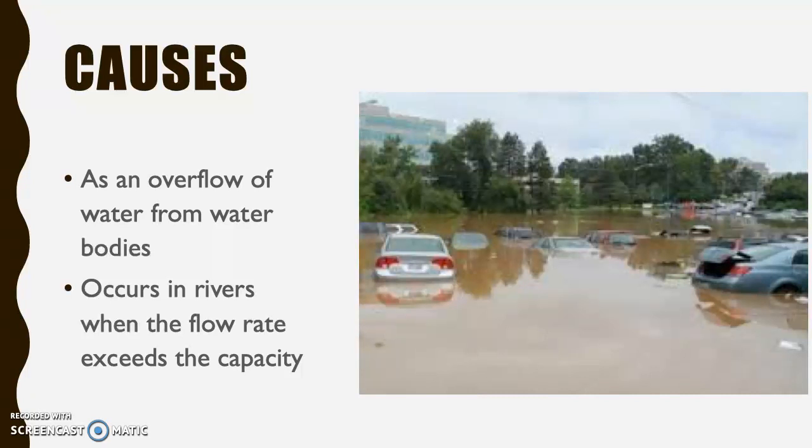Causes. Flooding happens when there is an overflow of water from water bodies, such as rivers, lakes, and oceans, in which the water overtops or breaks levees, resulting in some of that water escaping its usual boundaries. It can happen when a river's flow rate exceeds the capacity of the river channel. They can cause great damage to homes and businesses that are in the natural flood plains of rivers.